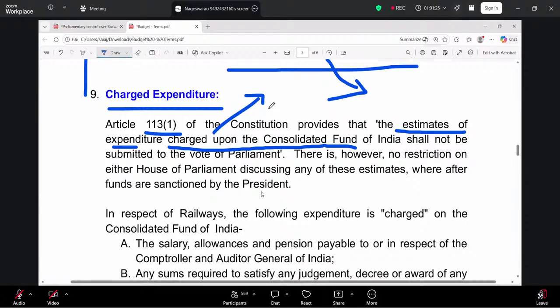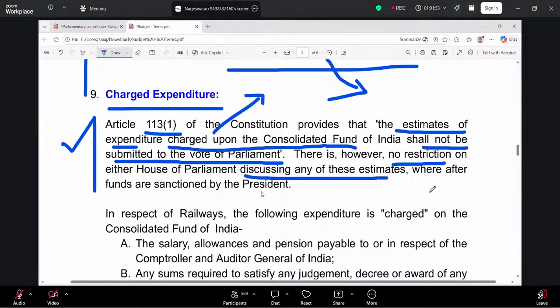It is charged. That means here Parliament approval is not required, directly charging, and shall not be submitted to the vote of Parliament. The Constitution clearly says this charged expenditure need not be submitted to the vote of Parliament. But someone just now asked, there is no restriction to discuss charged expenditure. But whereafter the sanction by the President is compulsory.